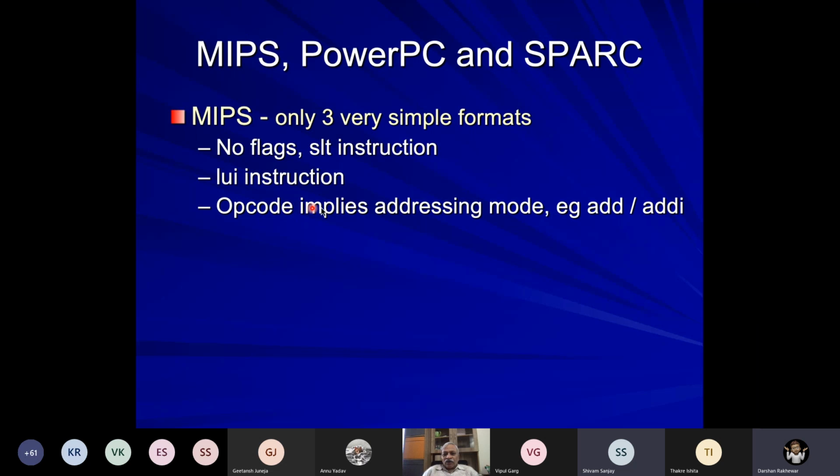With each opcode, there is an implied addressing mode. So there is no separate addressing mode field in the instruction. So add and add immediate are two separate instructions here.